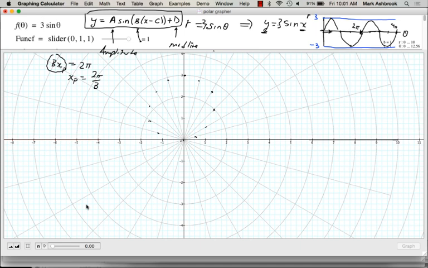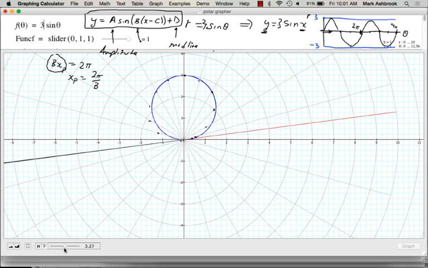Looking at the whole thing then, we already did this part: r increasing out to 3 as the angle increases from 0 to pi over 2. And now as the angle goes to the second quadrant from pi over 2 to pi, r decreases back to 0.